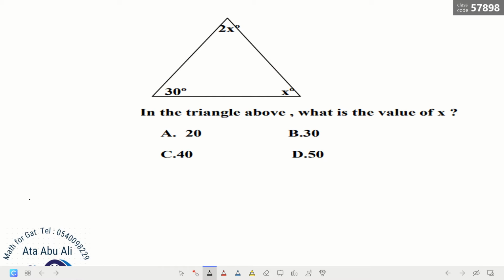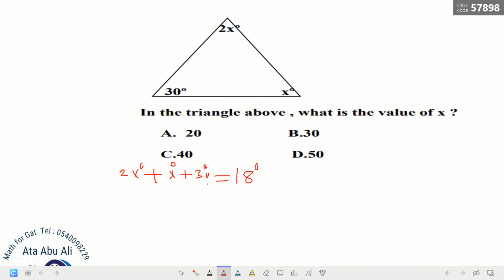Now, in this question I have the angles of a triangle. You know that the sum of the three angles of a triangle is 180. That means 2x plus x, all of this is angles, you put the degree circle above, plus 30 degrees has to be equal to 180 degrees.